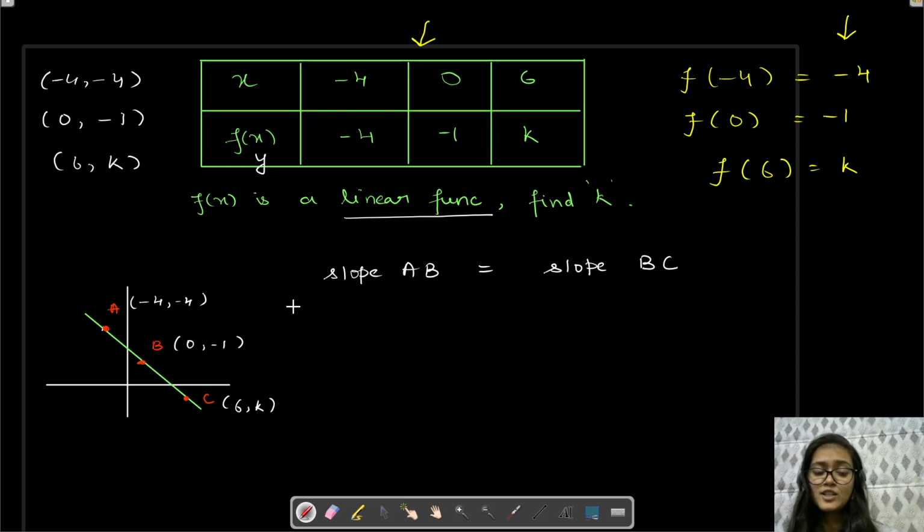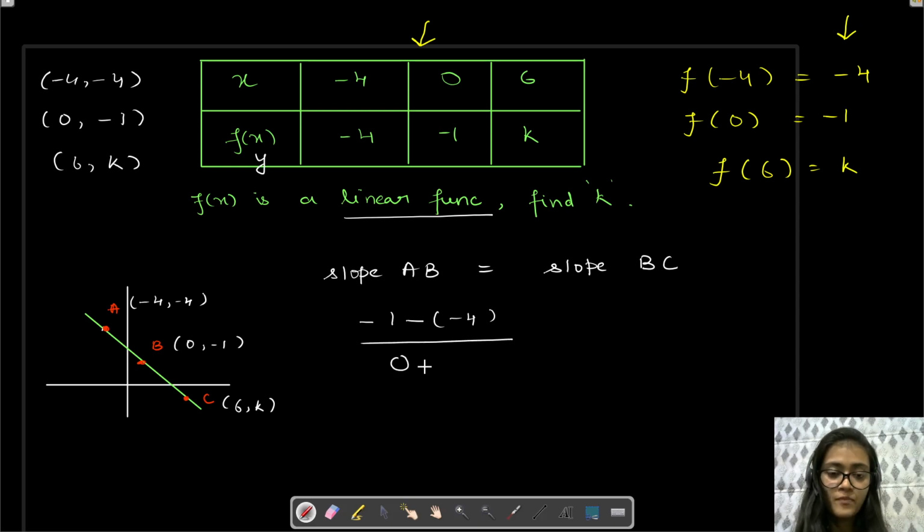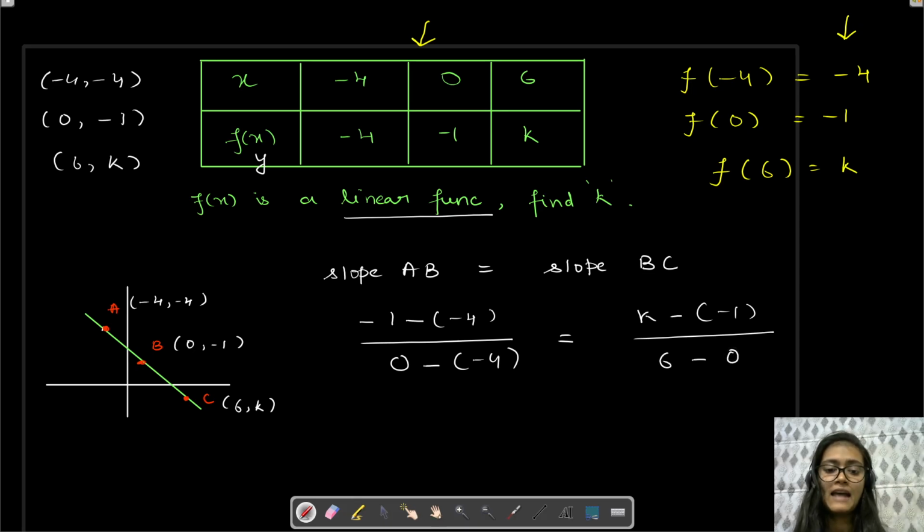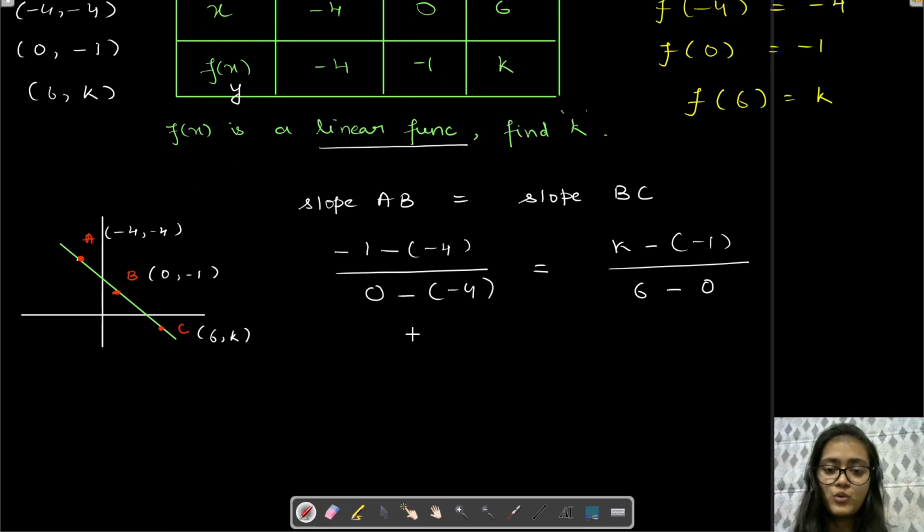And we know that slope of line segment AB is going to be same as slope of line segment BC. How do we find out the slope? So slope is y2 minus y1 over x2 minus x1, or rise over run. So for AB: y2, negative 1, minus y1, negative 4, over x2, which is 0, minus x1, which is negative 4. And then slope of BC: y2 will be k, so k minus y1, which is negative 1, over x2, which is 6, minus x1, which is 0. And this will give us a linear equation in variable k, which we can easily solve.